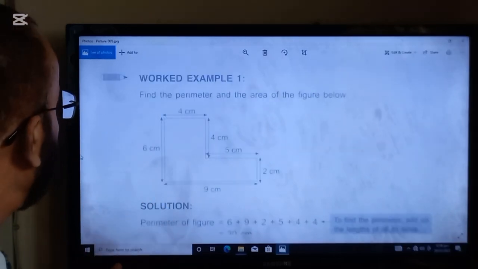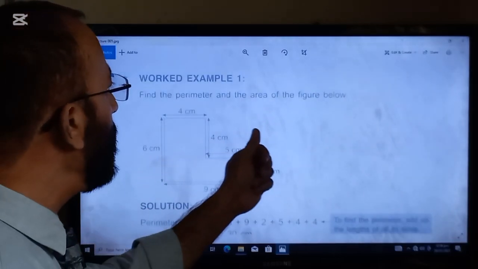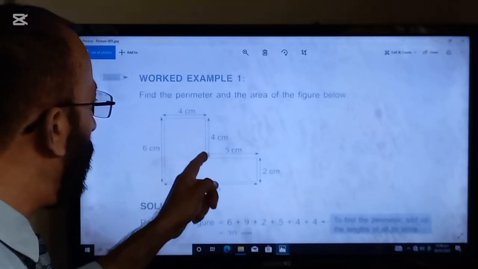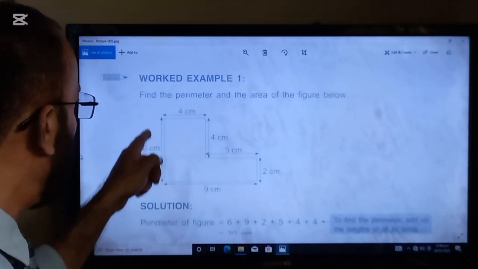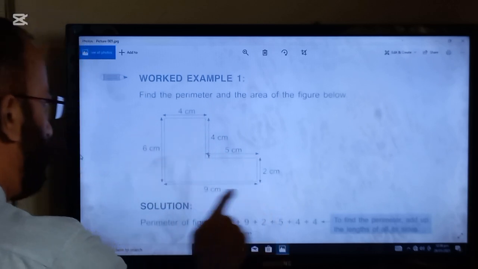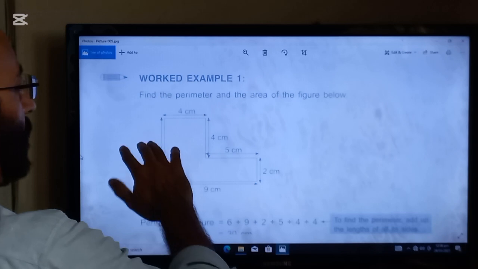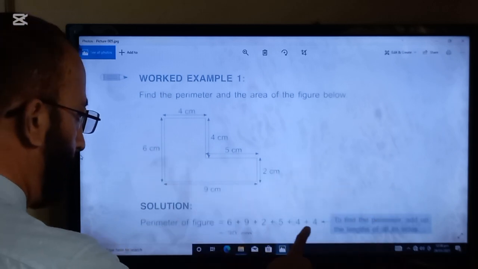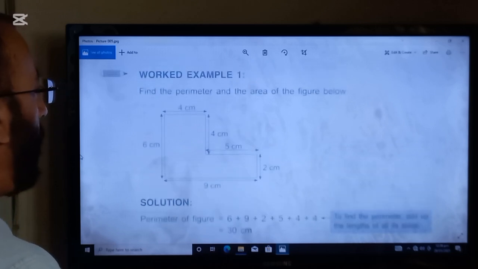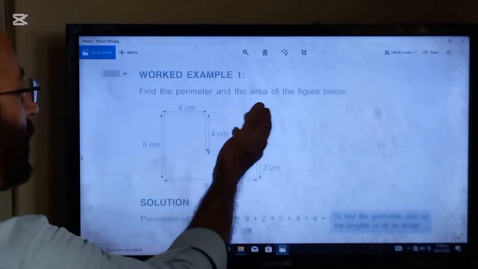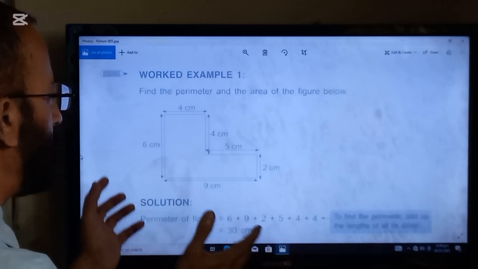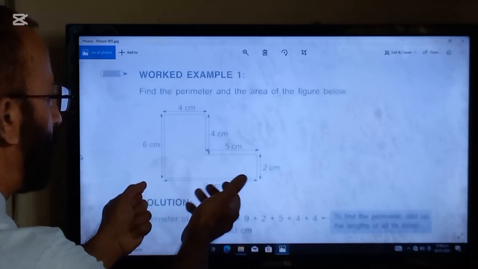Here is a question. Find the perimeter and area of the figure below. Perimeter is very simple. The sum of all outer boundaries will be equal to the perimeter. So 4 plus 5 plus 2 plus 9 plus 6 will be equal to the perimeter. That will be equal to 30. And this is a composite figure. When we find the area of the figure, we will find the area of the individual figures that make up this figure.